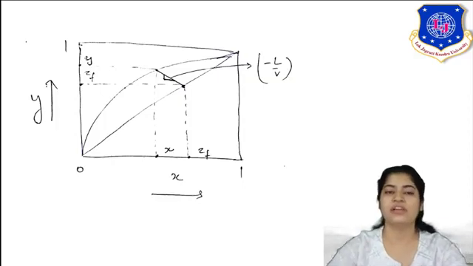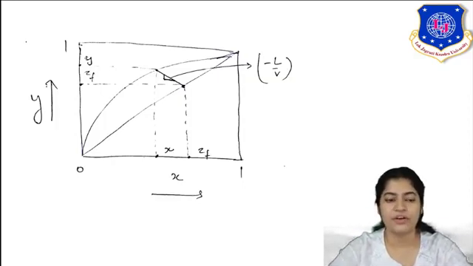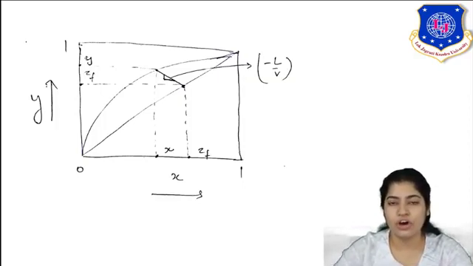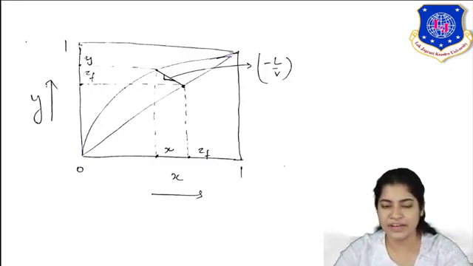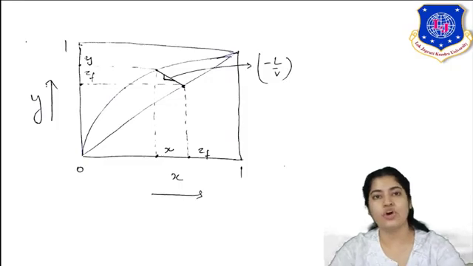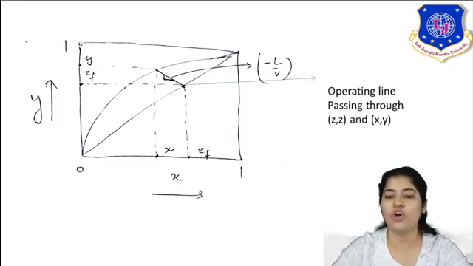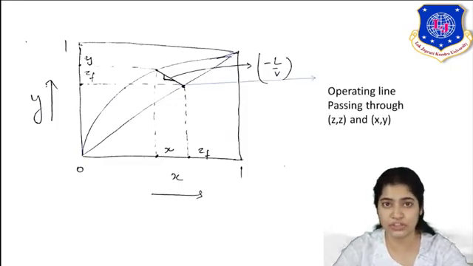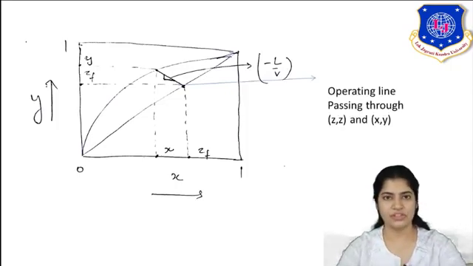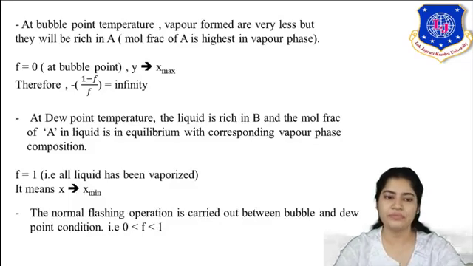Now this is how you represent your operating line. Y versus X is there, that is my diagonal and equilibrium condition. The line which is passing through, the slope is minus L by V. What is that line? That is your operating line. This line is your operating line passing through which coordinates? Z, Z and X, Y. So this is how your operating line is there.